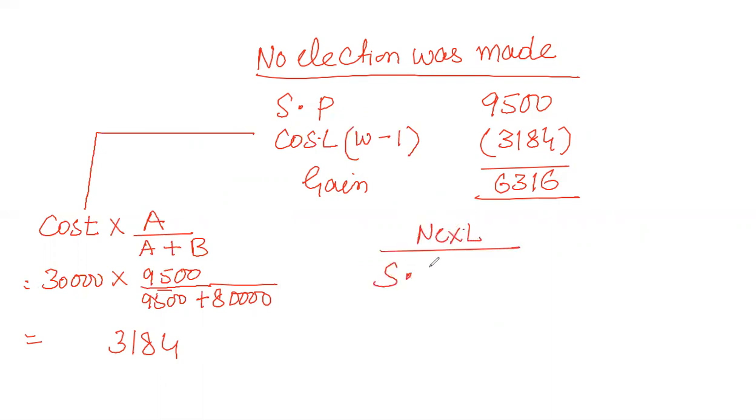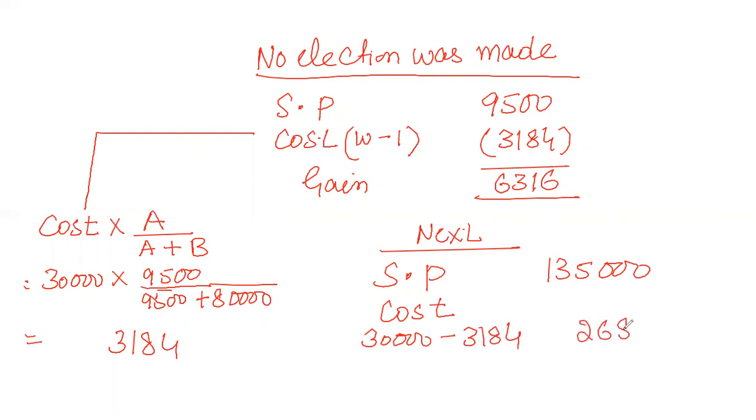Now for the next disposal, the remaining land, the sale proceeds have been given as 1,35,000 for the subsequent disposal. The leftover cost is 30,000 minus 3184. That becomes 26816, and the gain is 108184, and this is the gain on the subsequent disposal.